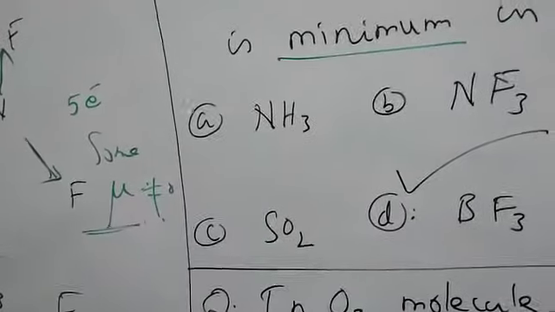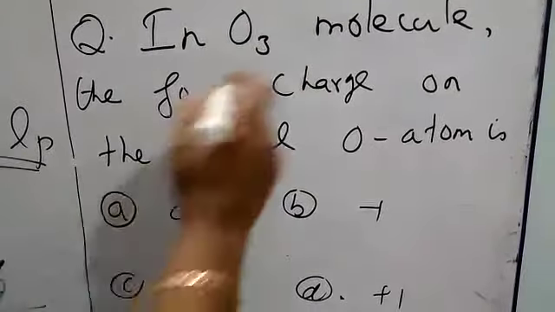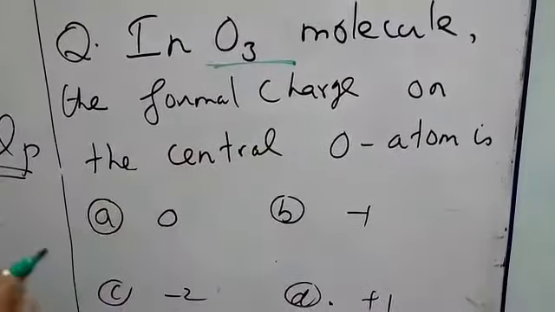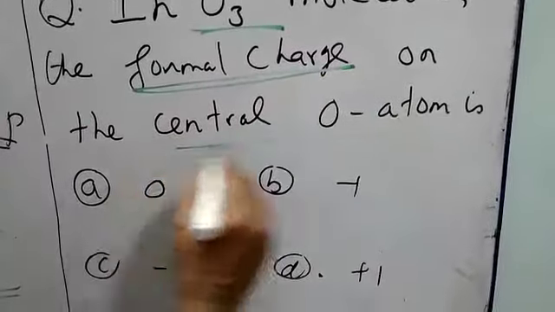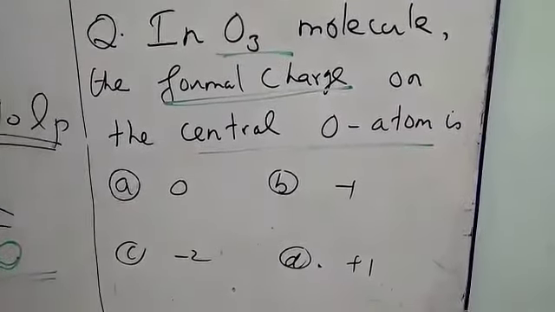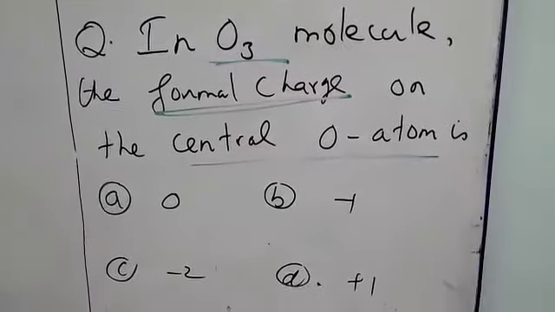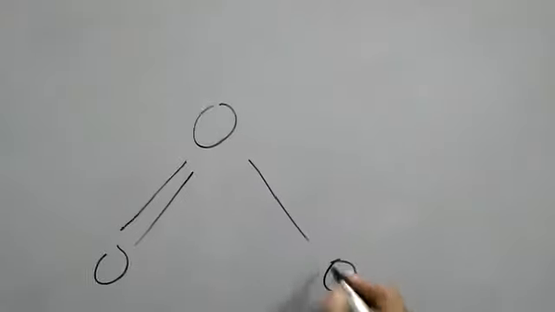Okay, let us see the next question. In the next question, what is given is the ozone molecule, O3. They asked you to calculate the formal charge on the central oxygen atom. Let us see, children, how to find out the formal charge. Now let us write the structure of your ozone. Now this is your ozone.